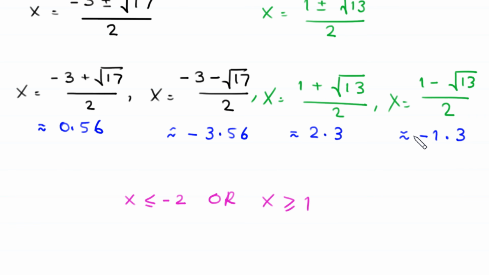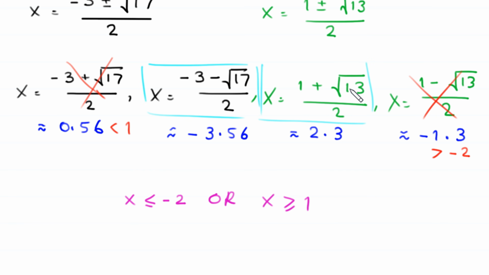Since this negative 1.3 is greater than negative 2, this will be rejected, and this 0.56 is less than 1. This also will be rejected, and we are left with these two valid solutions. The first is negative 3 minus root 17 over 2, and the second is 1 plus root 13 over 2.